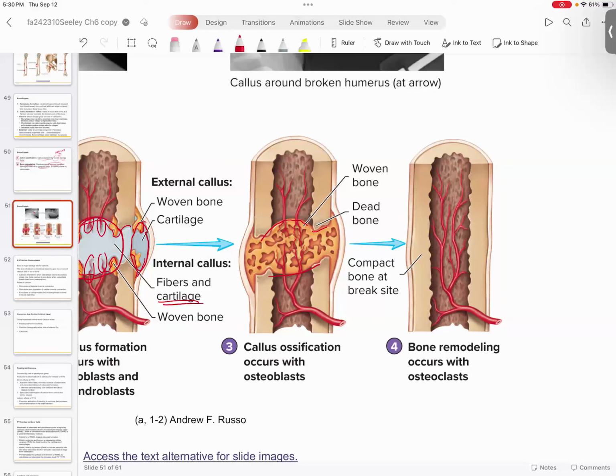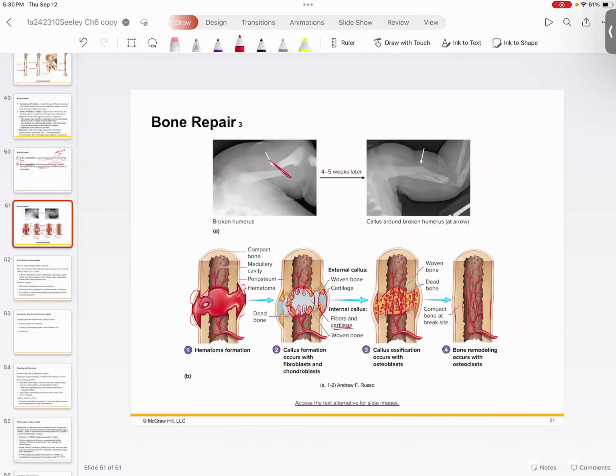So over time, what'll happen is your osteoclasts will come in here and they'll start to chew up this middle bone. They'll basically destroy that. And then they'll start to chew back the rest of this and it'll be replaced with compact bone. And so you restore your bony matrix the way it was before. And so that's basically how your bones repair themselves.